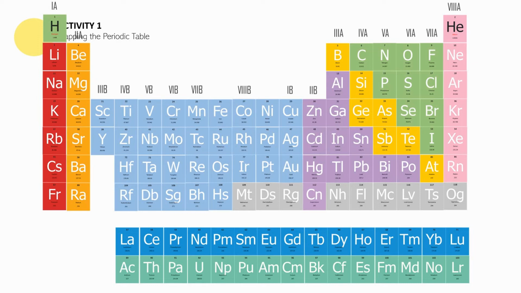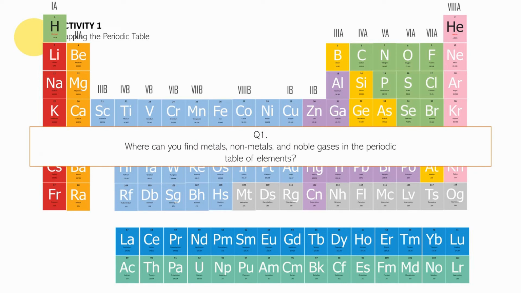Also, if you need the power of the internet, you can identify some usual metals and non-metals, then locate them in this periodic table. If you need more time to observe or to locate metals and nonmetals and noble gases in this periodic table, you can pause this video. If you have decided to continue, that means you're ready to answer the following questions.